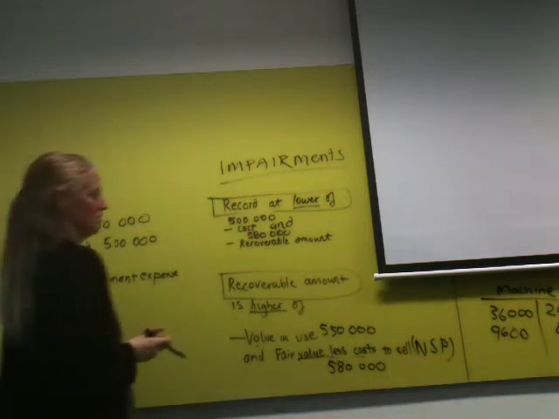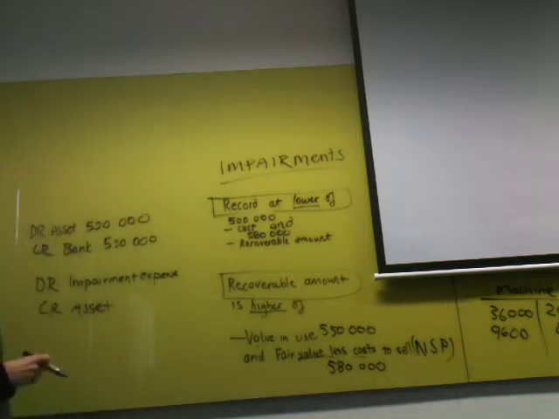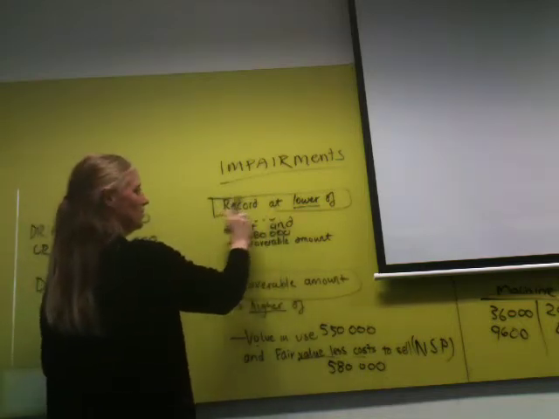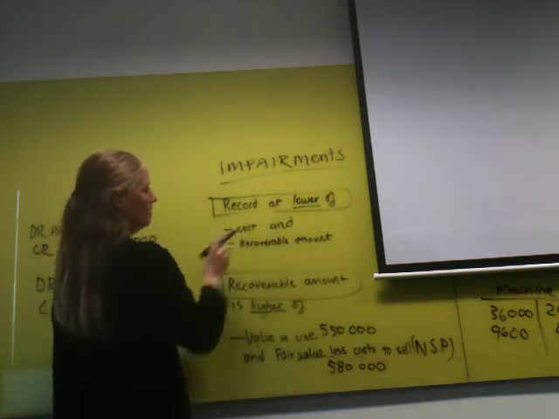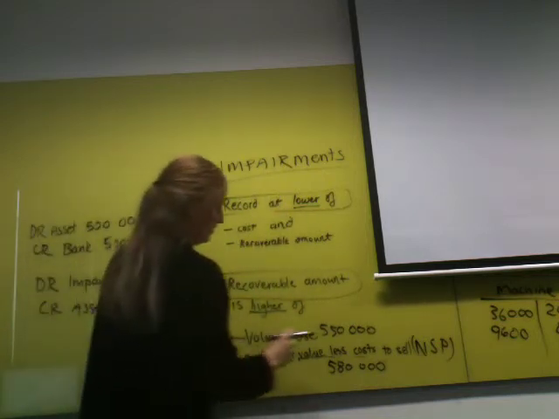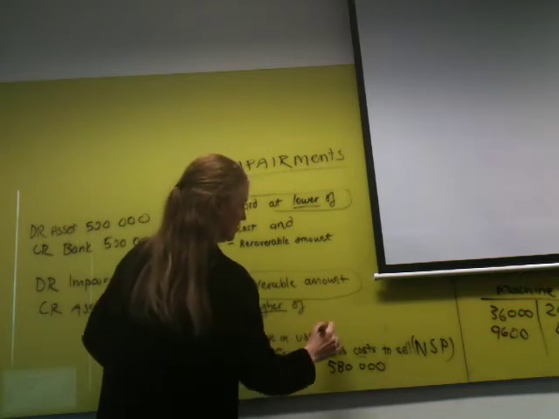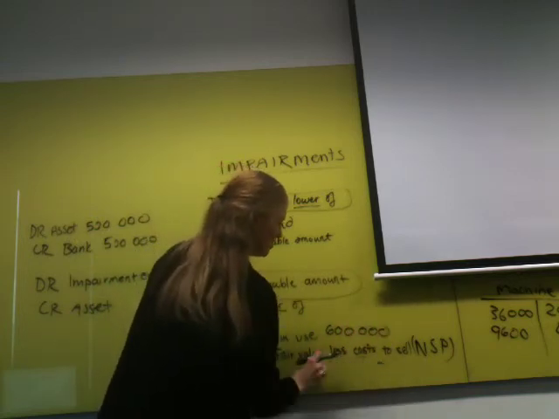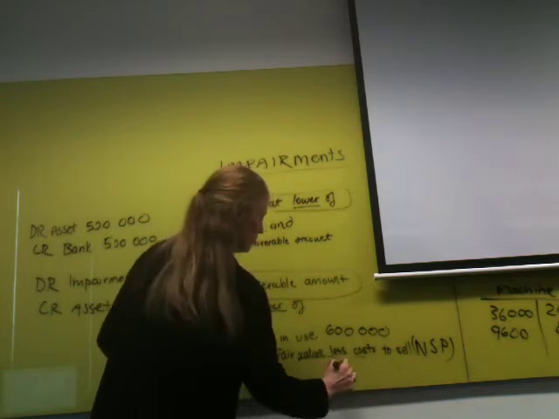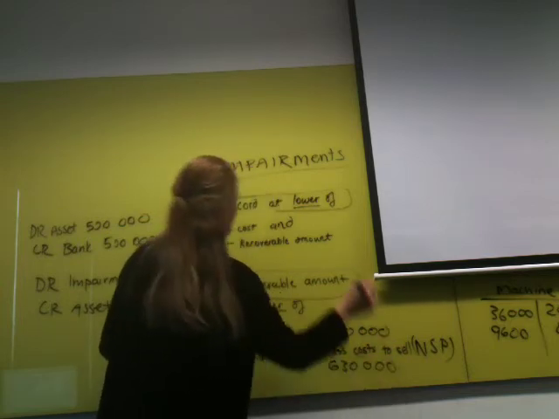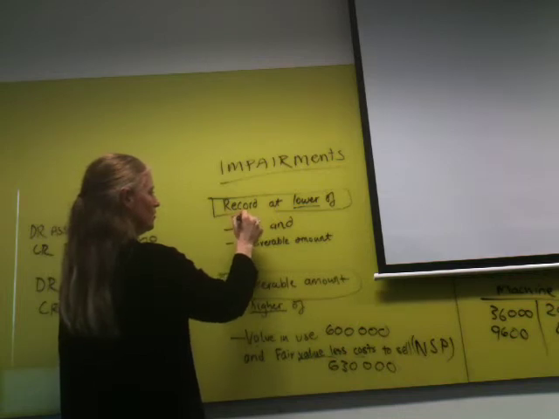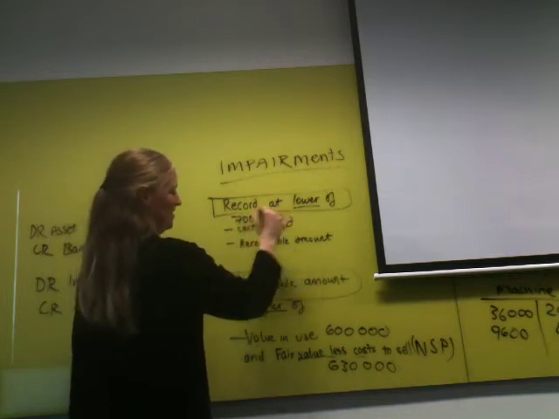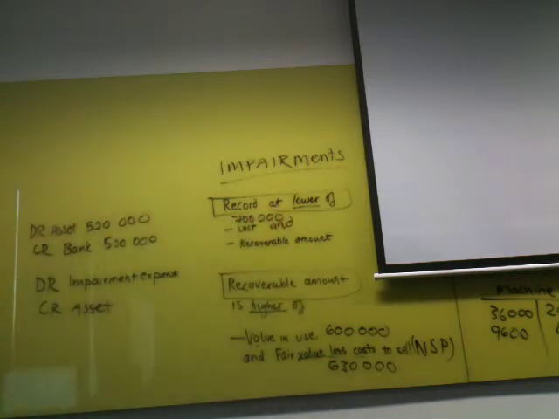Just one more. Okay, last one. Let's say that the value in use is 600. Fair value less cost to sell is 630. And let's say cost is 700. Okay, what is required here? Any journal entry?